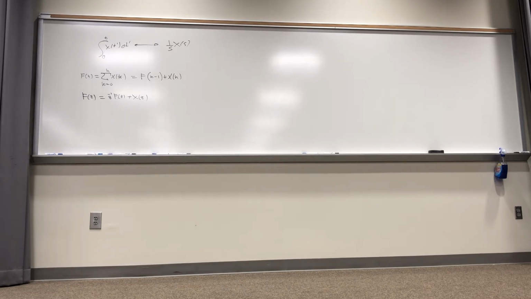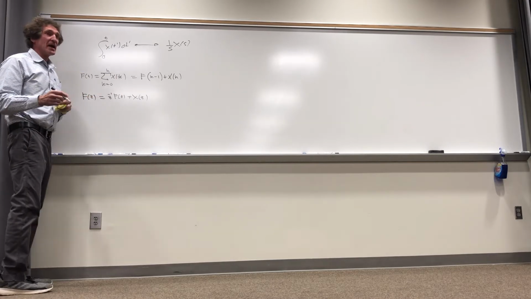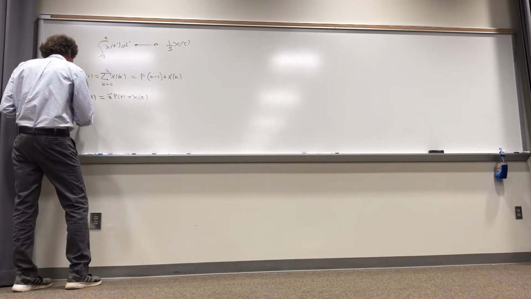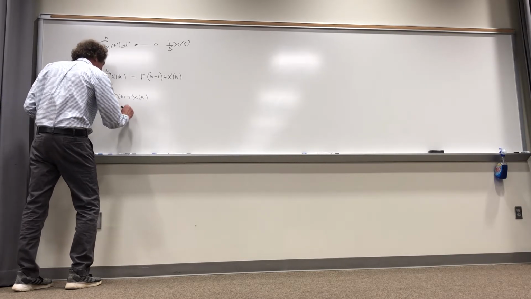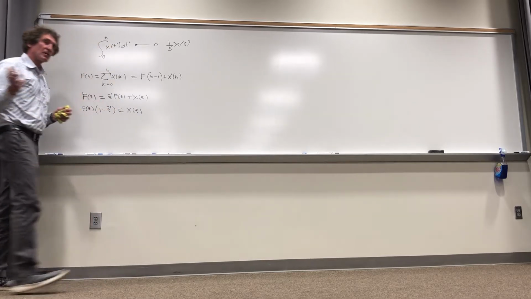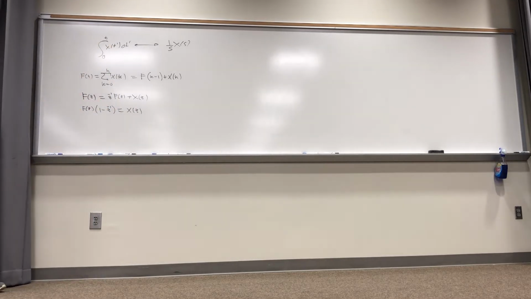Just be attentive here. I'm not going to try to go too fast. I want to make sure everybody sees the logic. Now, the next thing to do, I want f of z, assuming I have x of z. So I can say that f of z times the quantity 1 minus z to the minus 1 is equal to x of z. You all agree with that? That's simply just reorganizing the equation.